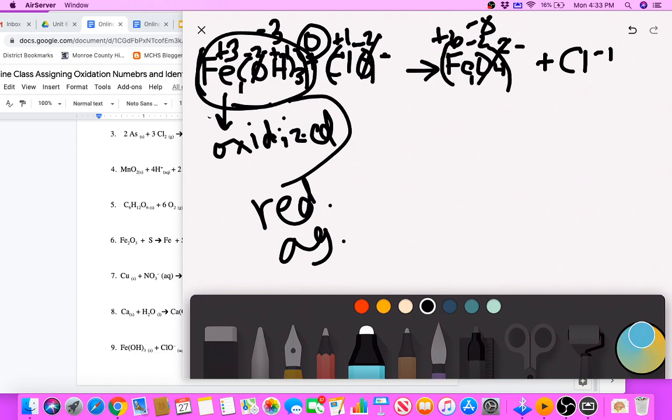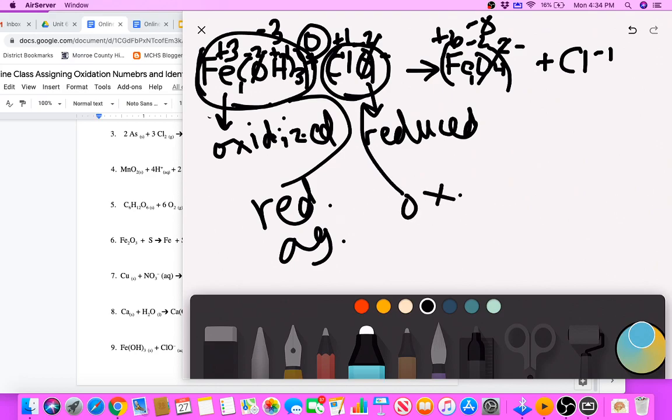Now we see the chlorine went from +1 to -1. So it was reduced. Its charge went down. So if it was reduced, then this ion that this chlorine was in is our oxidizing agent.